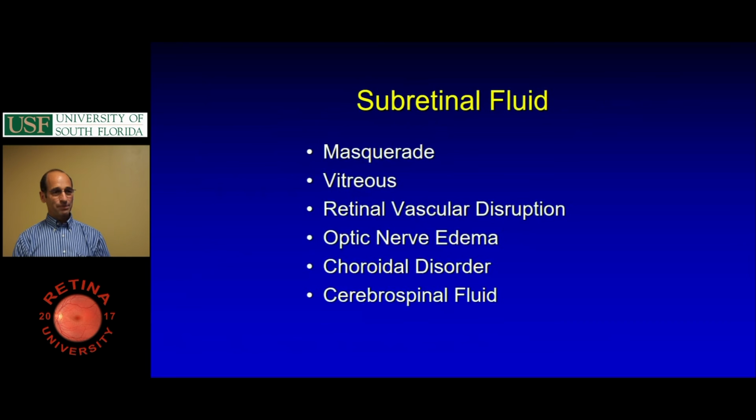Show video. There we go. So this is the whole presentation. So subretinal fluid, you've got sort of 6 categories: Masquerade, Vitreous, Retinal Vascular Disruption, Optic Nerve Edema, Choroidal Disorder, or Cerebrospinal Fluid. More important in a subretinal fluid case is probably disruption of the barrier more than the hydrostatic. It's probably not so much the hydrostatic, the pressure of the fluid. It's more the oncotic that drives fluid inside the eye, and that has to do with the barriers.